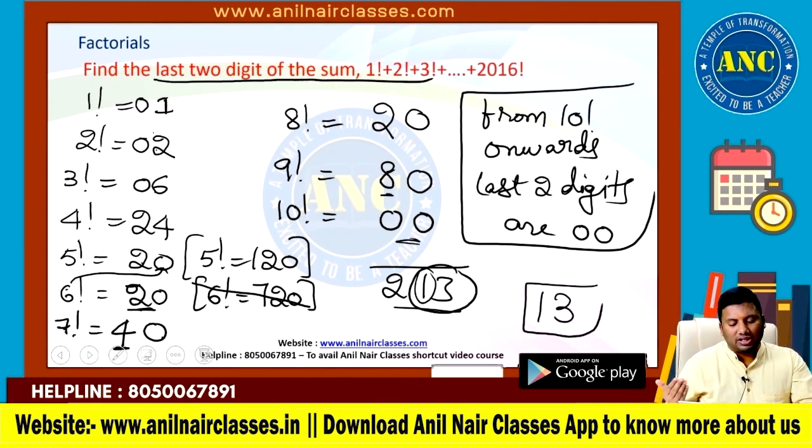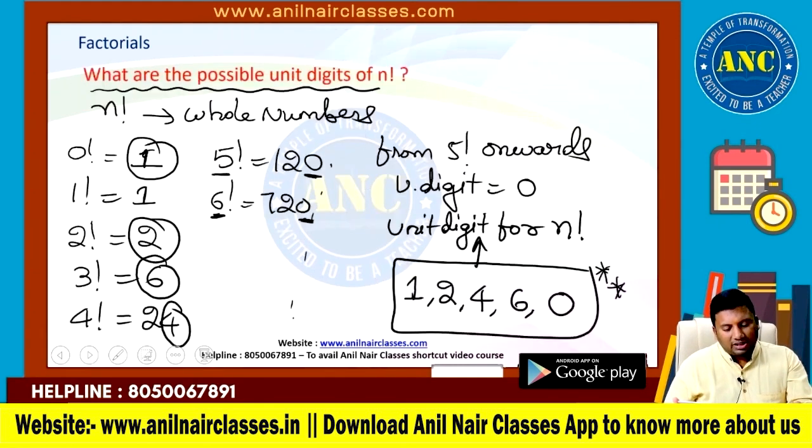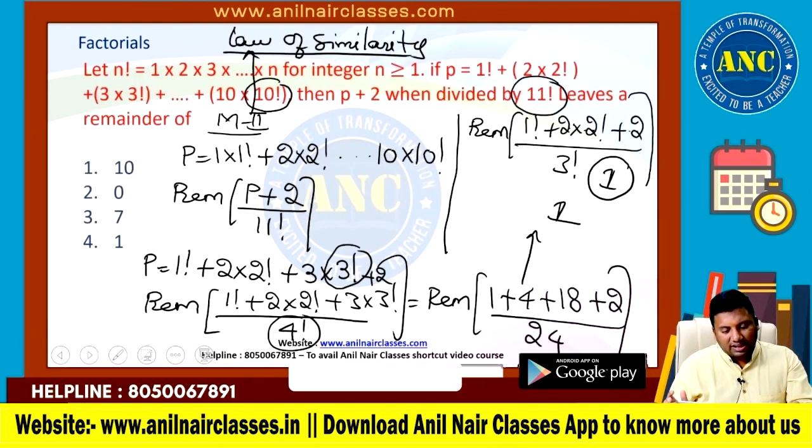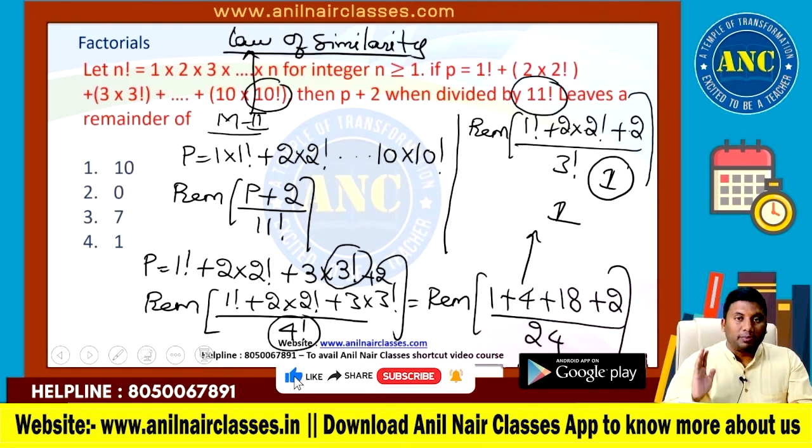Find the last two digits of a given number. How to find the last two digits without multiplying. Find the unit digit of the number. Possible unit digits for n are 1, 2, 4, 6 and 0. Very, very good question based on a law of similarity and generic logic. For your information, this is an exact CAT question.